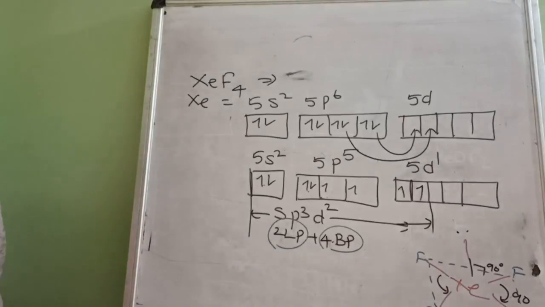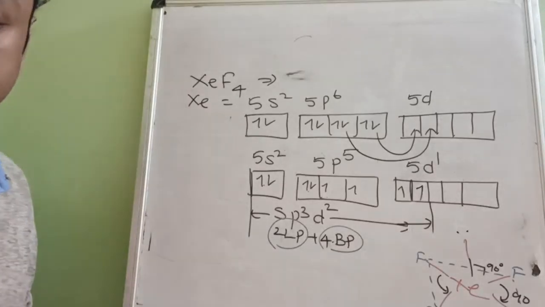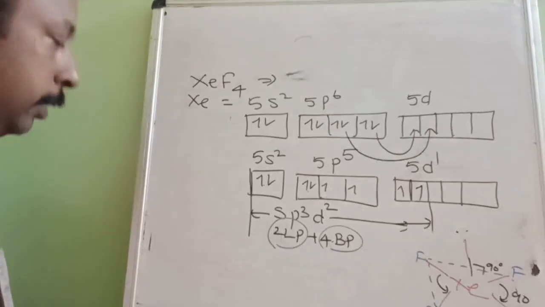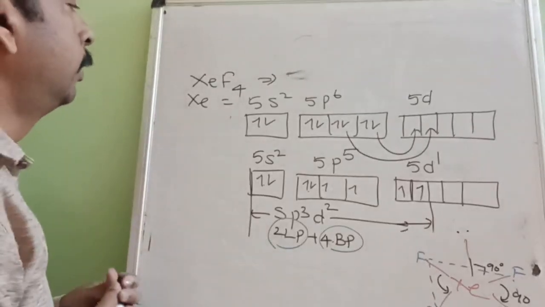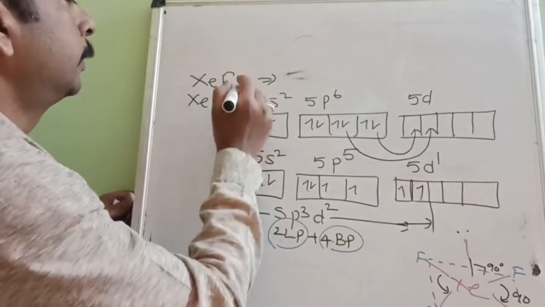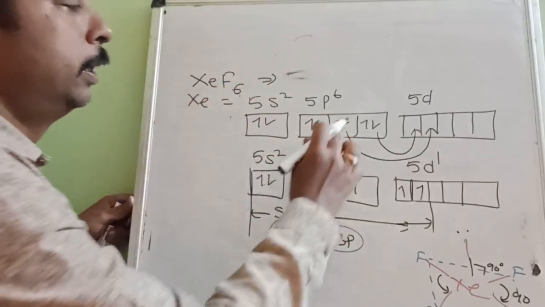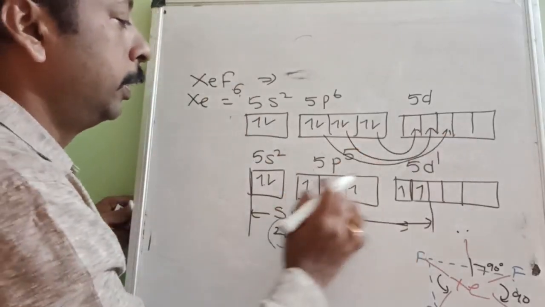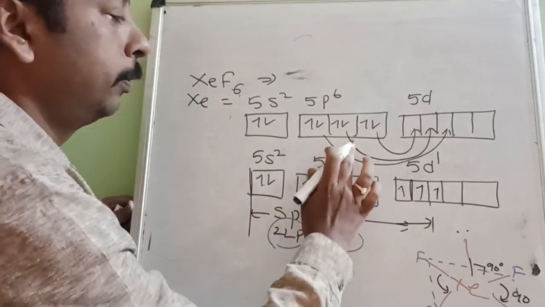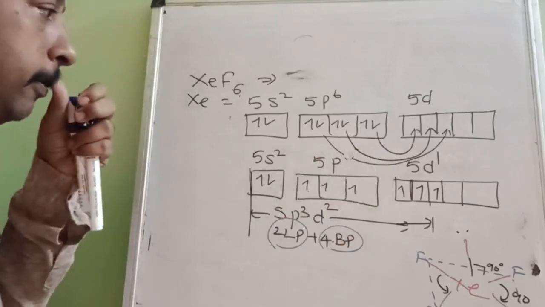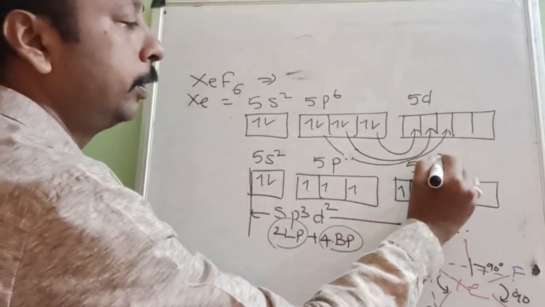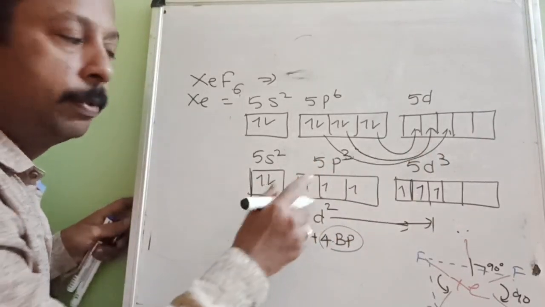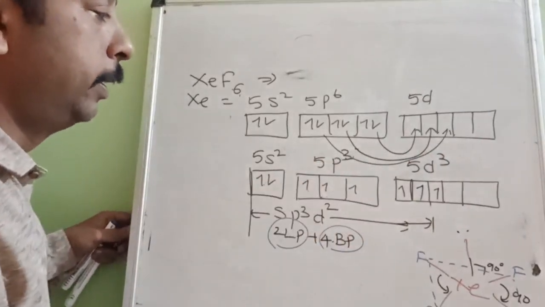Now we are left with XeF6. XeF6 will be pentagonal bipyramidal. How will I explain it? In a similar way as explained here. XeF4 will become XeF6. Then this will not be sufficient, so this also will go to this side. Previously I could not change this one. Now it is 5d3 and this will be 5p3. In the previous example I should have reduced this also, but I did not.